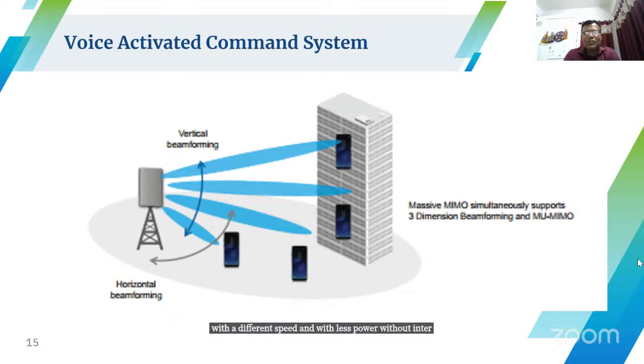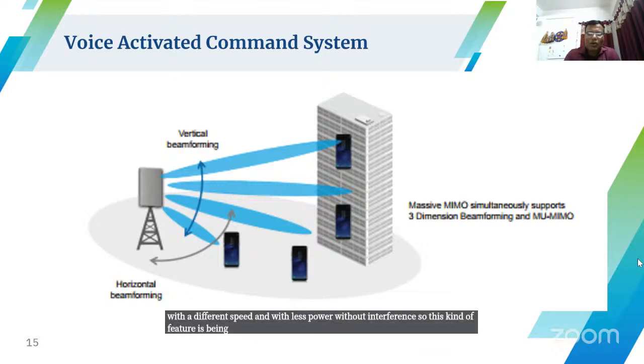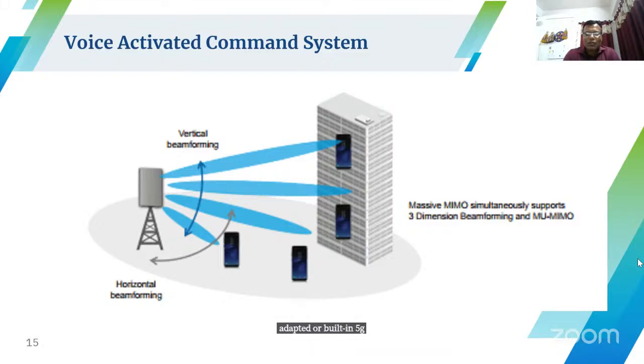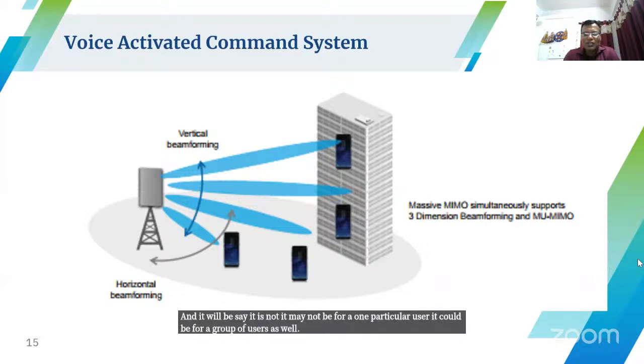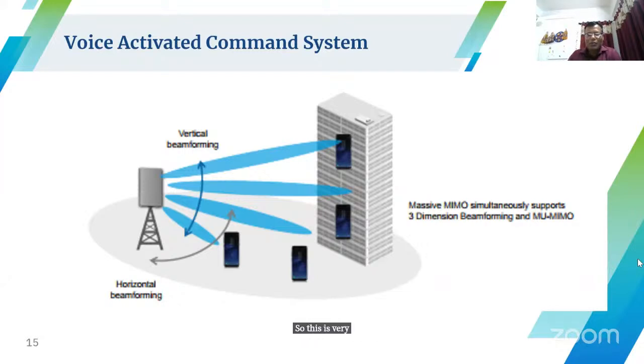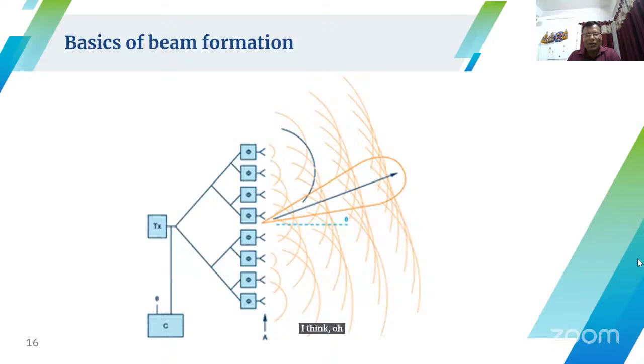So this kind of feature is being adapted or built in 5G, which will have a long-term impact, and it may not be for one particular user, it could be for a group of users as well. So this is very advantageous by using the 2-dimension MIMO system. I think the title was wrong, sorry, it came by mistake.